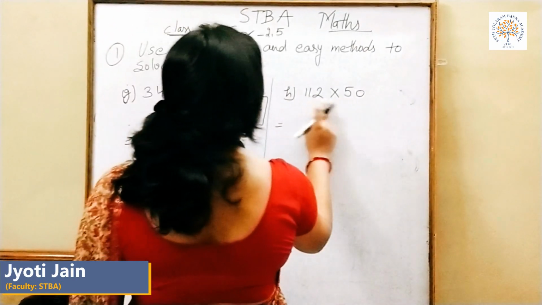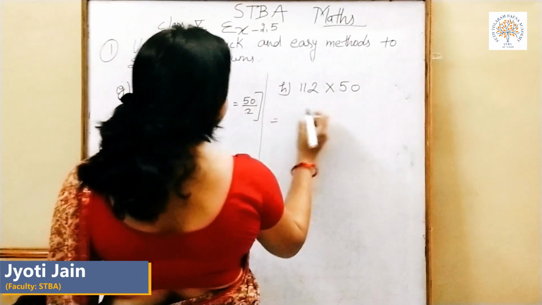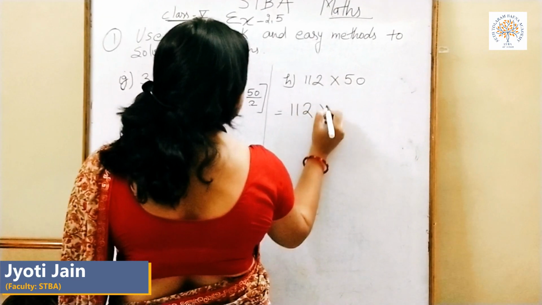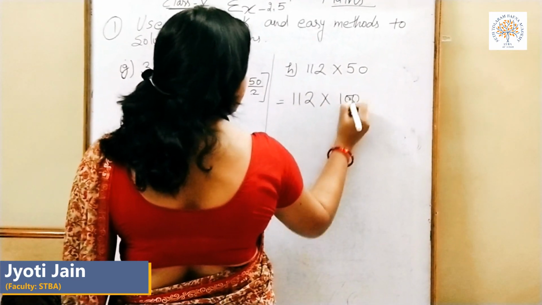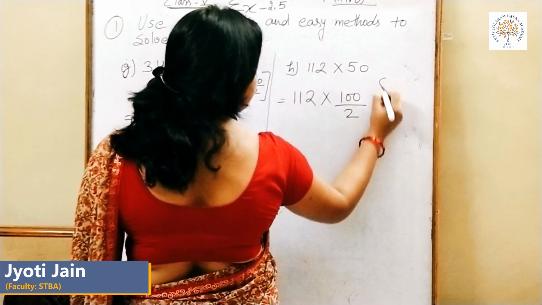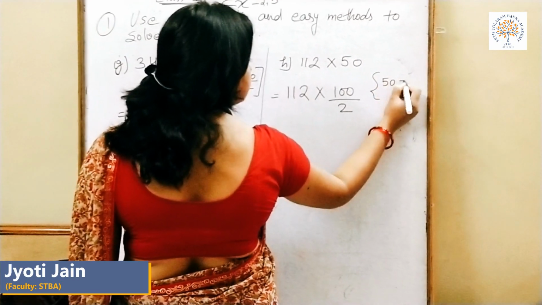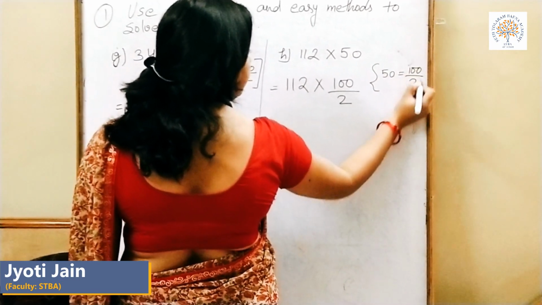Next is 112 multiplied by 50. So 112 as it is, 50 can be written as 100 by 2. 50 is equal to 100 divided by 2.